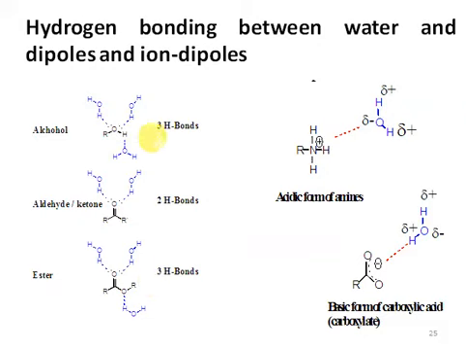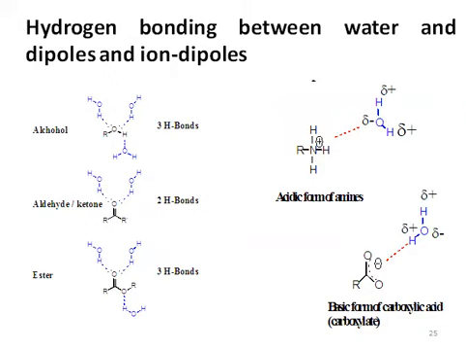Alternately, hydrogen bonds can also exist between water and ion dipoles. If you have an amine, and this amine is existing in acidic form, in ionized form, this is an example of the ion dipole, and this is also an example of ion dipole and hydrogen bonding interaction.